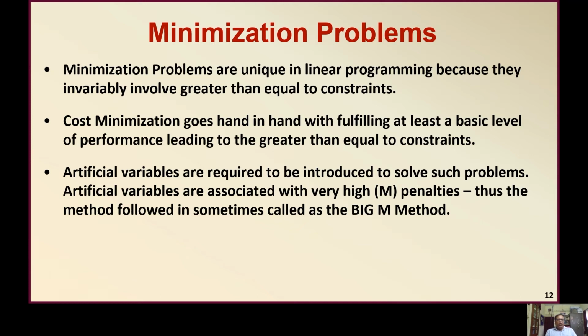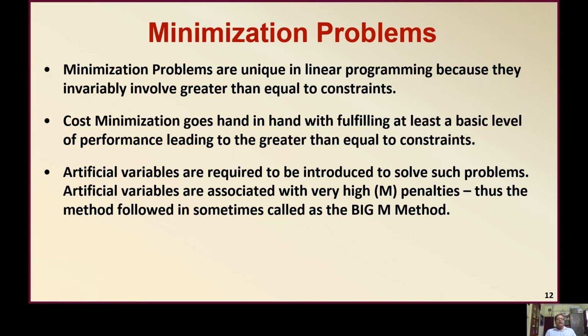When you try to solve such problems, invariably, if we want to have a canonical form, that is, the basic variables forming a unity matrix, that is possible only when you add some artificial variables. These artificial variables do not mean much. They are used only for solving the problem, and therefore they are associated with very high penalties. In fact, they are called M, and the method is sometimes called the big M method.